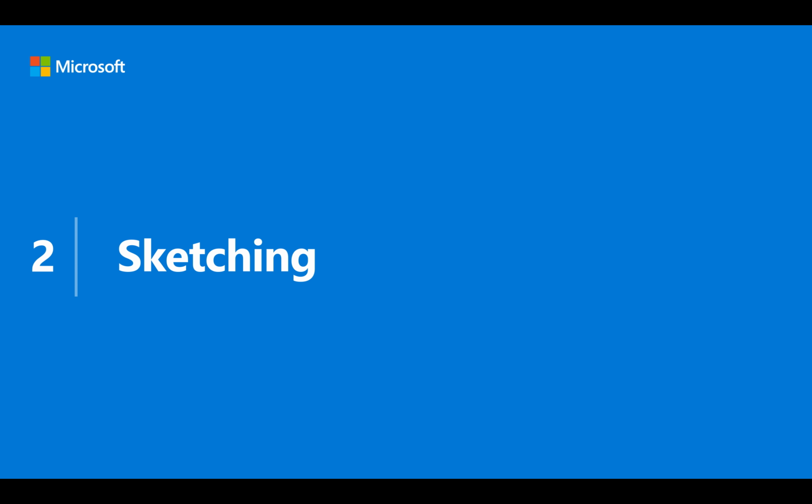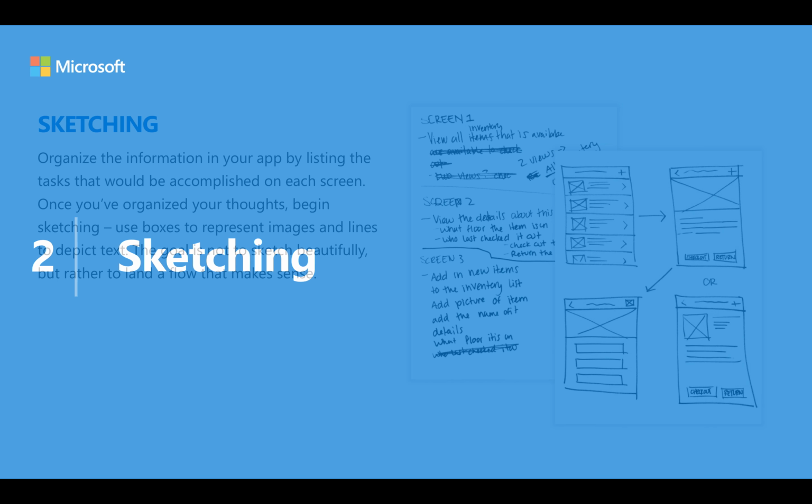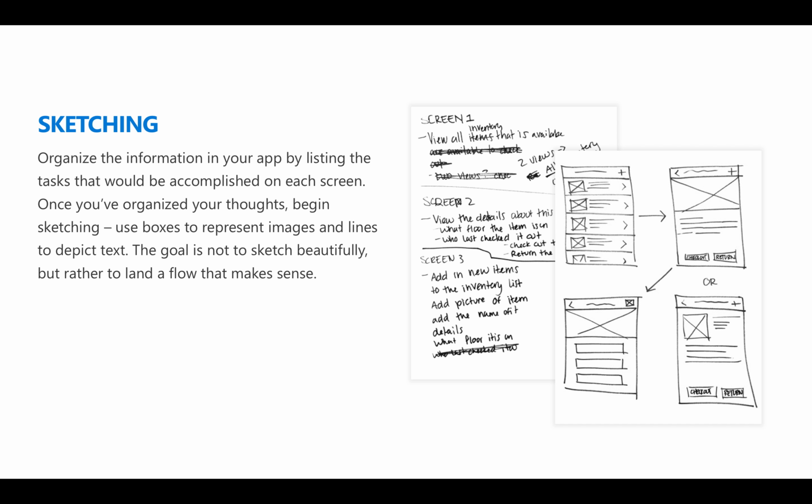And two is sketching, as I said earlier. And sketching is probably the most important thing that you need to take away from this webinar. It's extremely important because it establishes the architecture and flow of everything within your app. And if you aren't organized or set up appropriately in this stage, your app will end up being very confusing. So what I suggest is organizing your information by what you want accomplished on each screen in a sequence of events that makes sense to you and the end user of the app.